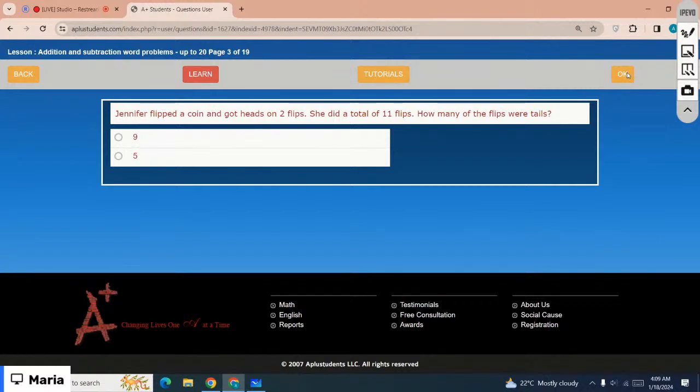Very good. The total flips were 11. You have to subtract 2. 11 take away 2 is 9. That means 9 of the flips were tails. Got it?